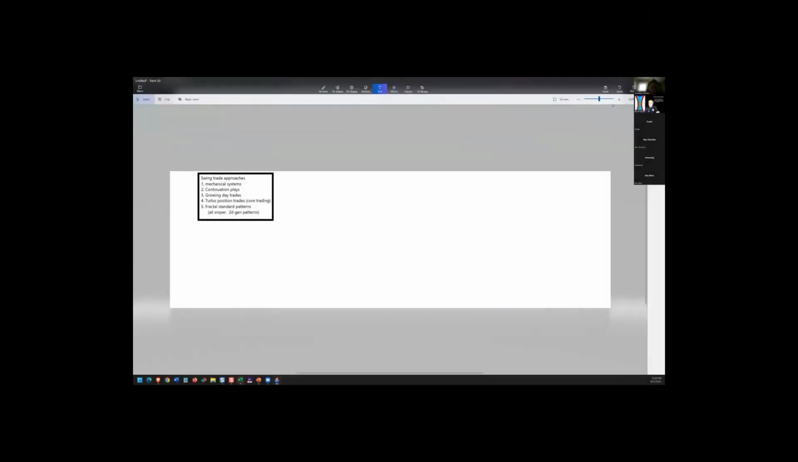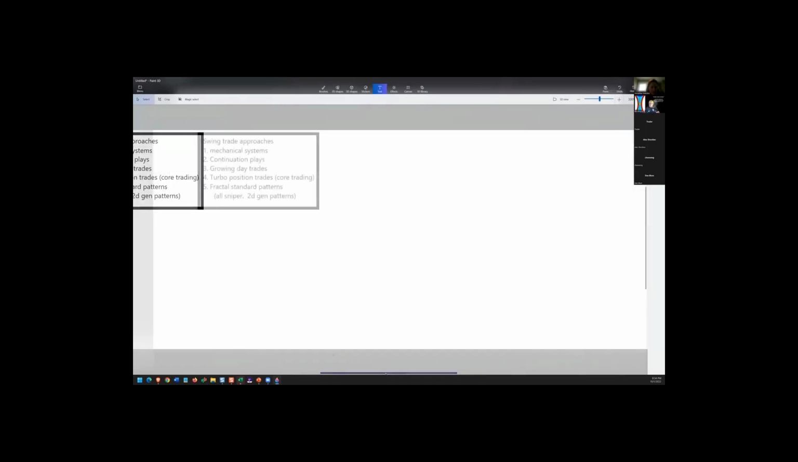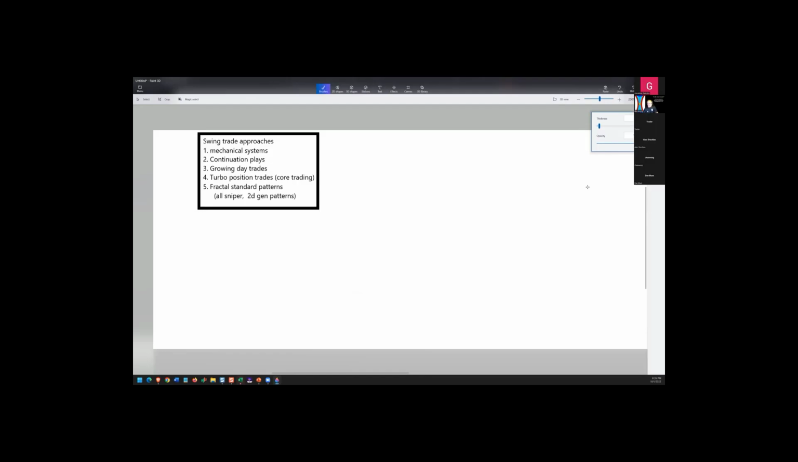Quick overview of our swing trading. It'll probably benefit everybody. We have a number of swing trade approaches. In general, when we're thinking swing trades, we place that in a position between core trading and day trading.